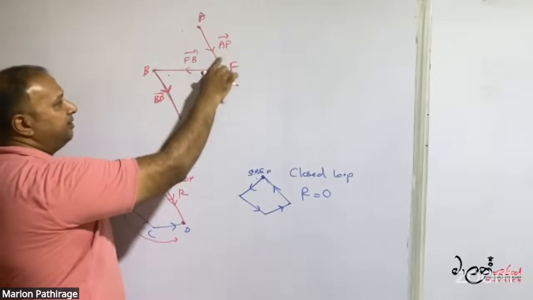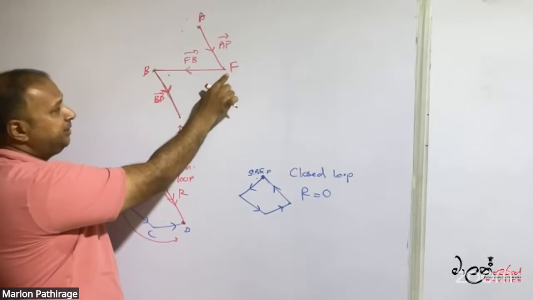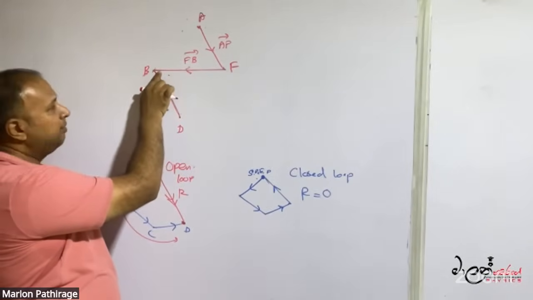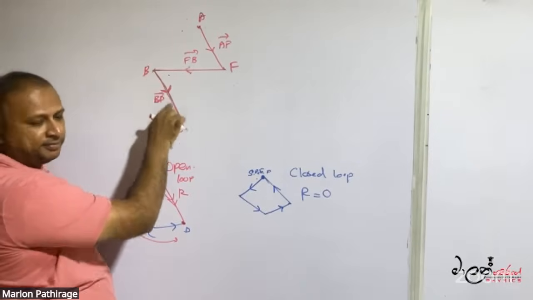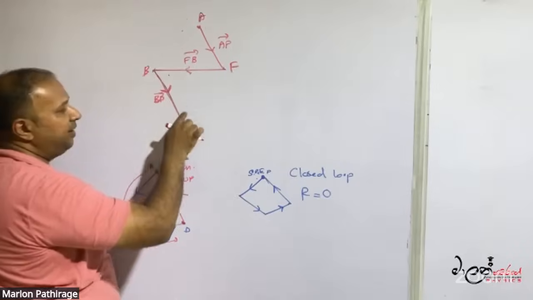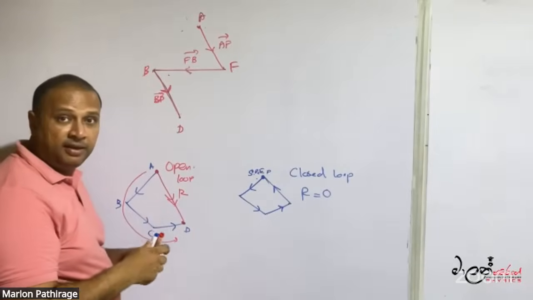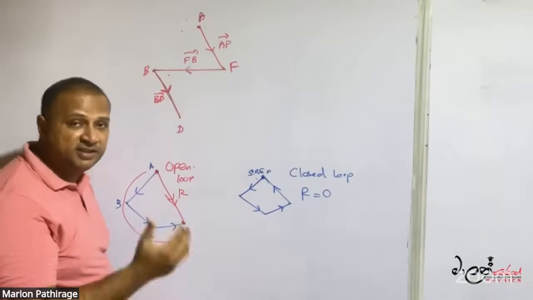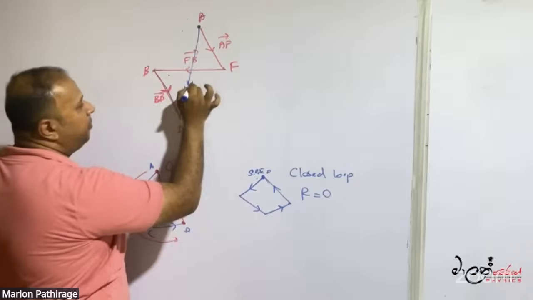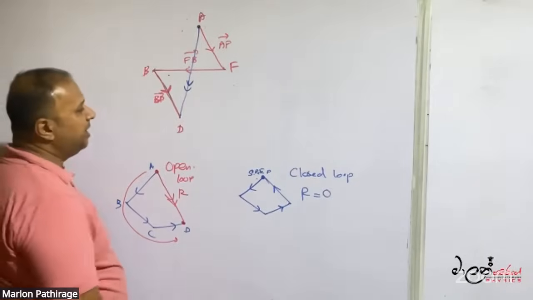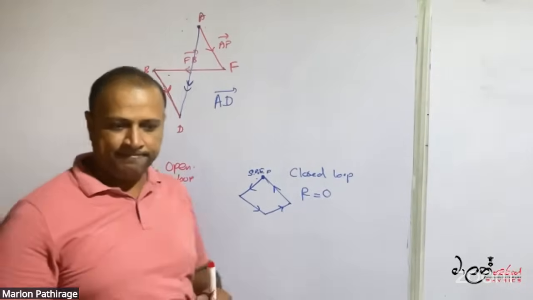Look at this one. The end point of the first vector overlaps with the starting point of the second vector. The end point of the second vector overlaps the starting point of the third vector. That means they are in order. Therefore, the resultant vector is equal to the vector constructed by connecting the starting point and the end point of the vector system. Therefore, the resultant vector is the AD vector. Is that clear?